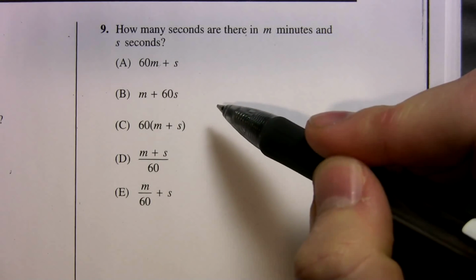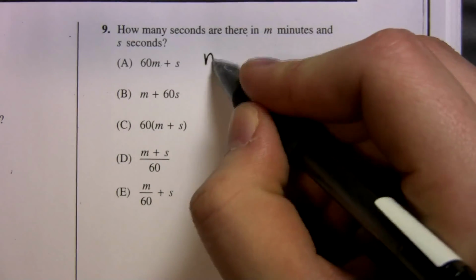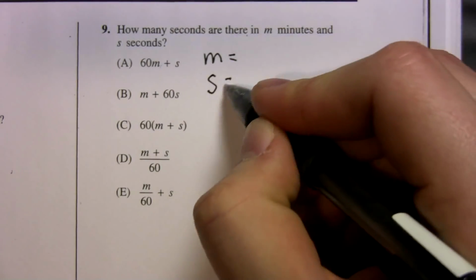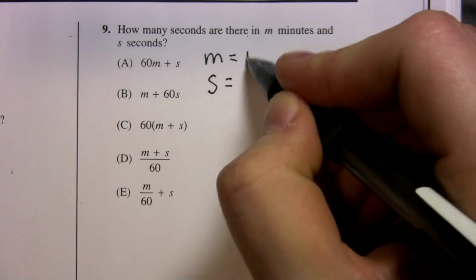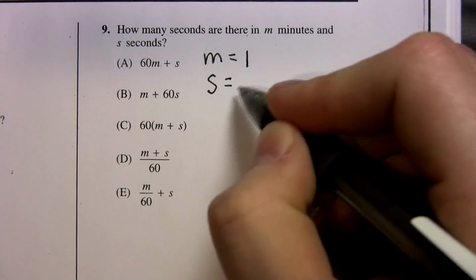It says, how many seconds are there in m minutes and s seconds? All right, so I said all we can do is choose numbers, right? So let's choose numbers for our variables. Why don't we make m 1? We'll make it really easy on ourselves. And we'll make s 10.